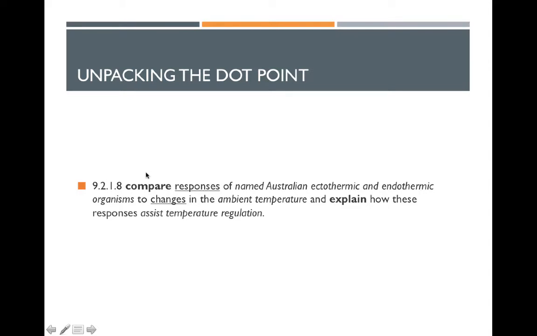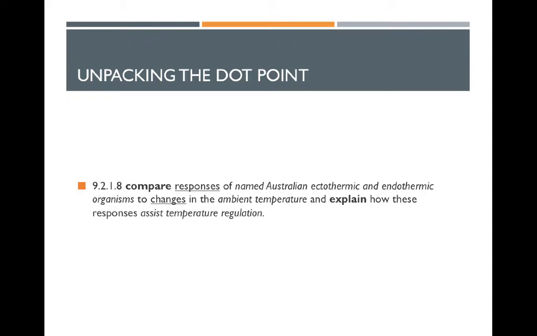The first thing that we need to do is compare responses of named Australian ectothermic and endothermic organisms to changes in the ambient temperature. So a few important things in this first part. When we compare, we show the similarities and differences. So we're showing similarities and differences of responses of different endotherms and ectotherms. When it says we need named Australian ectothermic and endothermic organisms, we actually have to have a name of a particular species, okay? We can't just say some snakes in Australia do this or some kangaroos in Australia do this. We need specific species, okay?